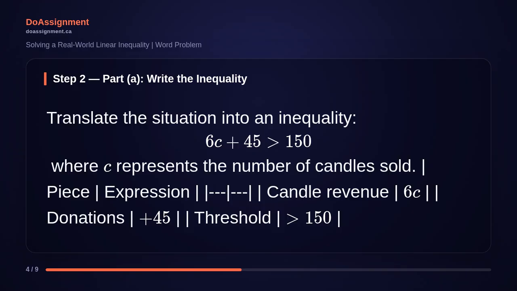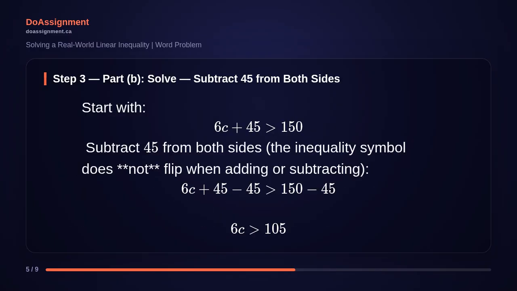Part A, the total raised equals 6 times C plus 45. For that total to be more than 150, we write 6C + 45 > 150. To isolate 6C, subtract 45 from both sides. 150 minus 45 equals 105. The inequality symbol stays the same because we only subtracted, we did not multiply or divide by a negative number.